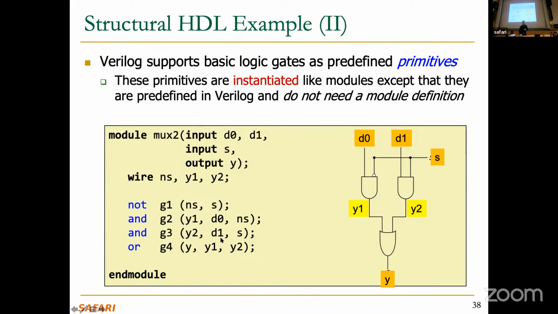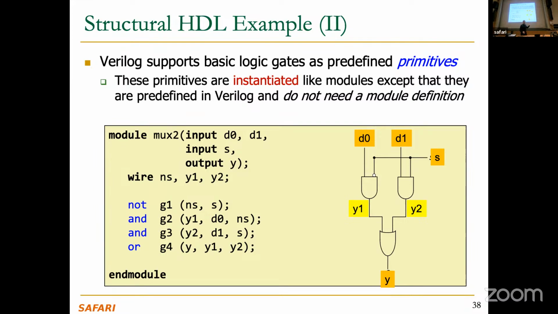And then you instantiate the second AND gate, which describes this gate over here. And then you instantiate the OR gate, which describes this gate over here. And then you connect the output of the OR gate, Y, to the output of Mux2, Y, over here. So this is basically our multiplexer. It's very simple, as you can see. And you can see the level of abstraction is at the gate level.